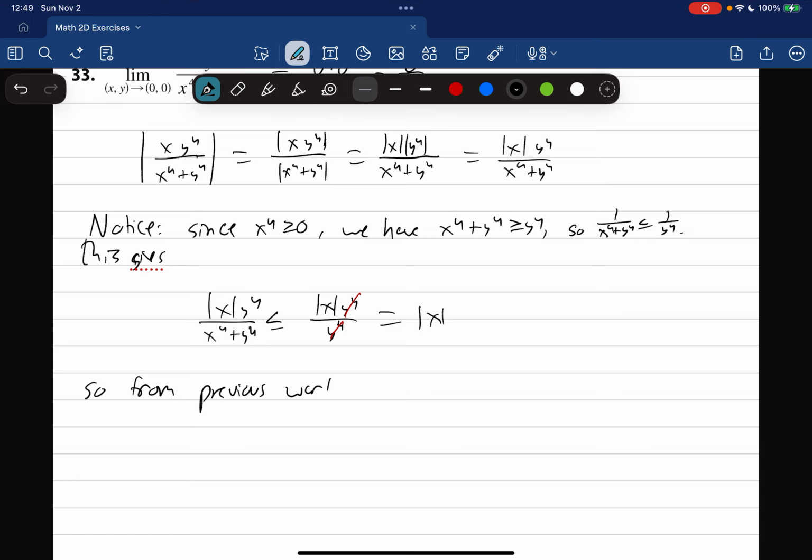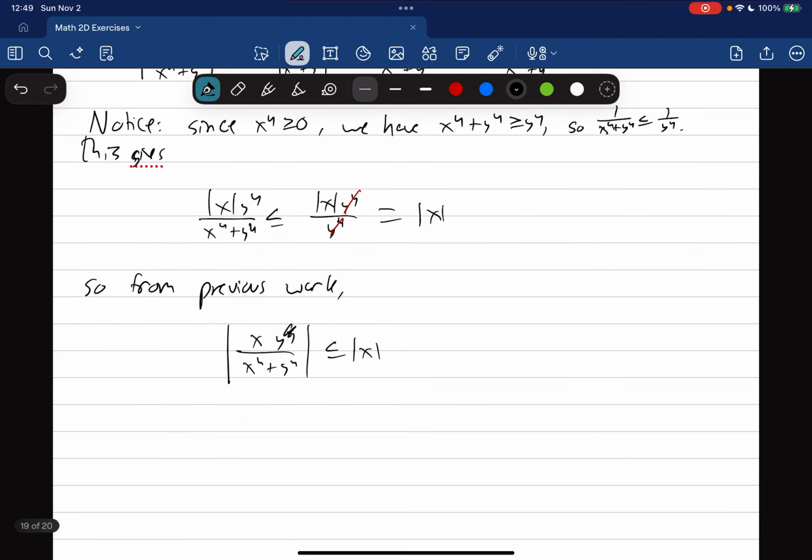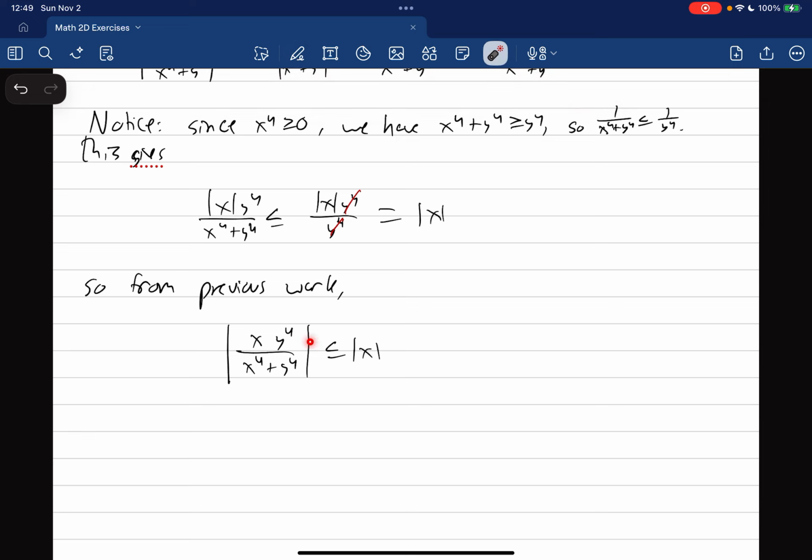So from our previous work, we have this inequality here: absolute x y to the fourth all over x to the fourth plus y to the fourth is at most absolute x. Now, we can rewrite this inequality to get rid of this absolute value here.